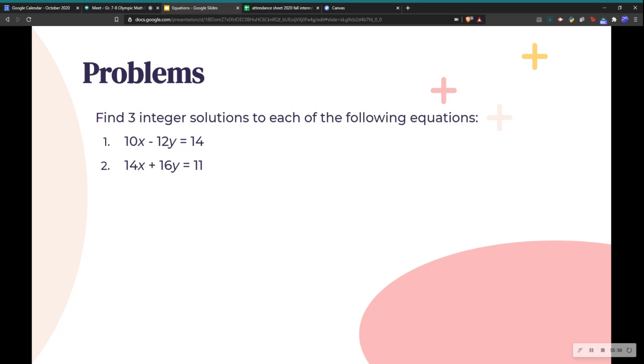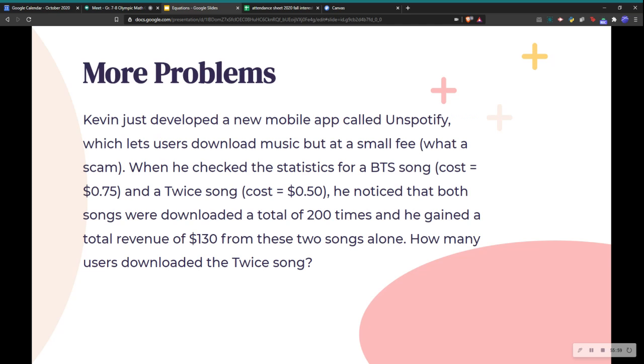Are there any questions about these two problems? Okay, guess we can move on. We're going to do 2 more problems.